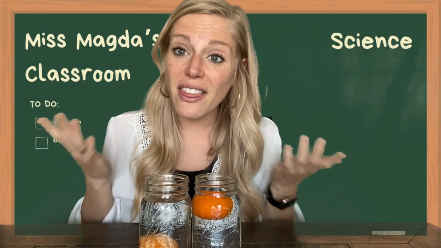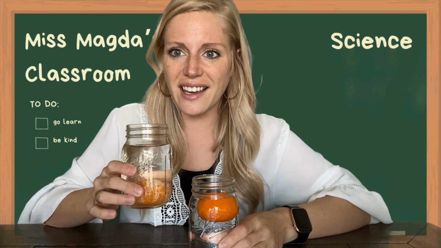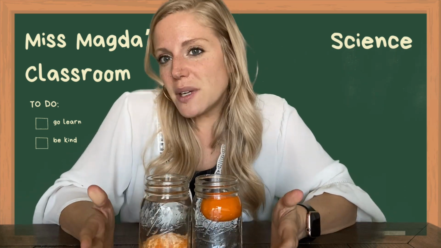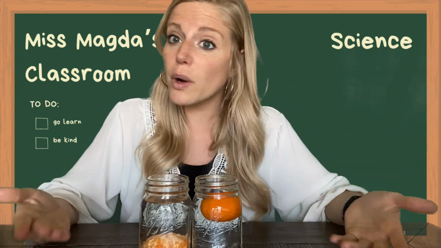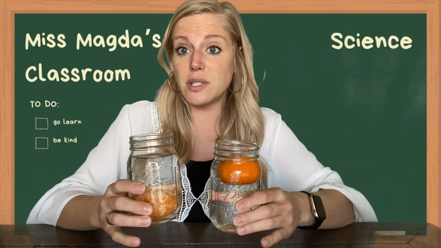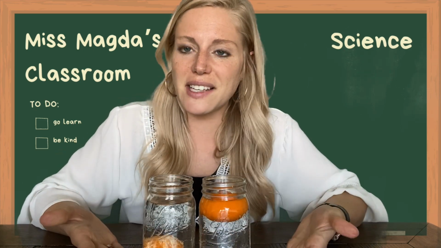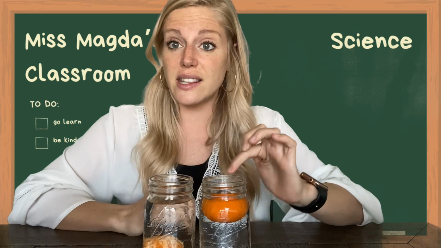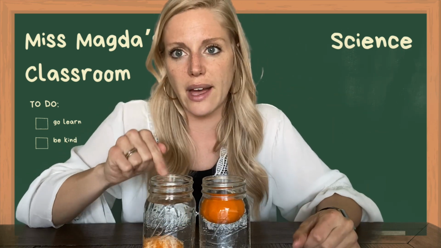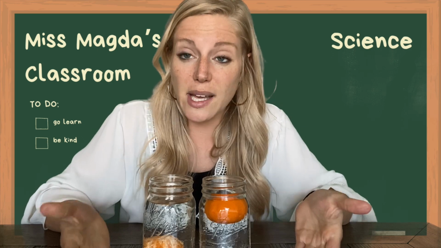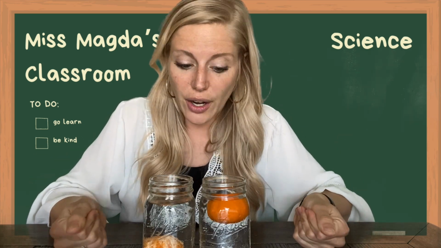Why do you think we got these results? This one is floating, this one is sinking. Sometimes we think that just because something is heavier than something else, it will sink more quickly, or just that it will sink in general compared to the object that's lighter. This is an example where that's not the case because the clementine with the peel is still technically heavier than the clementine without the peel. So it's not always about weight, it's about density, which is what I talked about earlier.